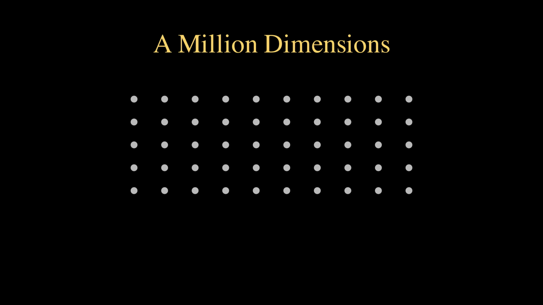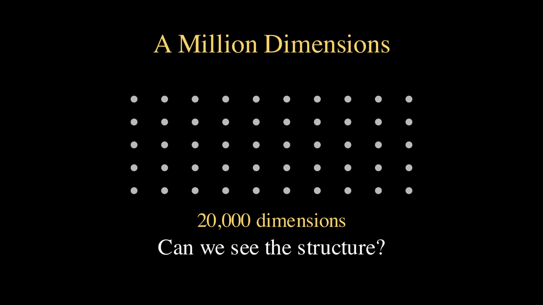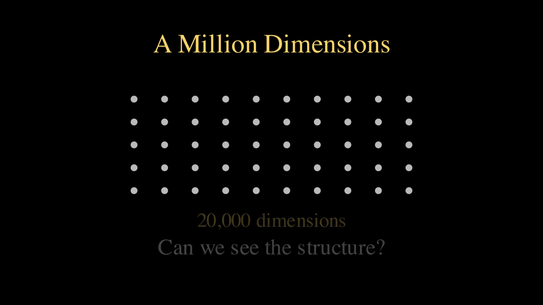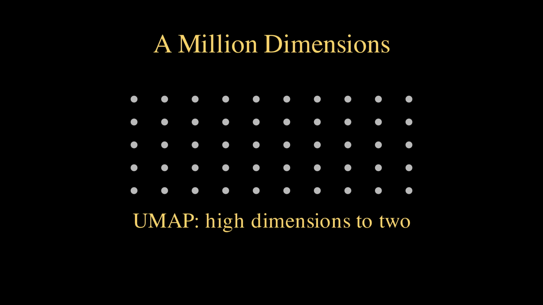Take a dataset of handwritten digits. 784 pixels per image means 784 dimensions. Gene expression data, 20,000 dimensions per cell. You know their structure in there, but you can't see it. UMAP takes that high-dimensional tangle and maps it to just 2 dimensions, preserving the structure that matters.